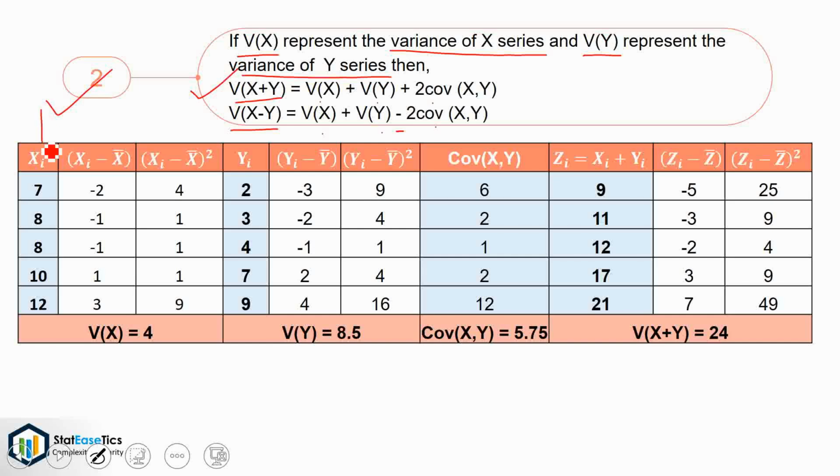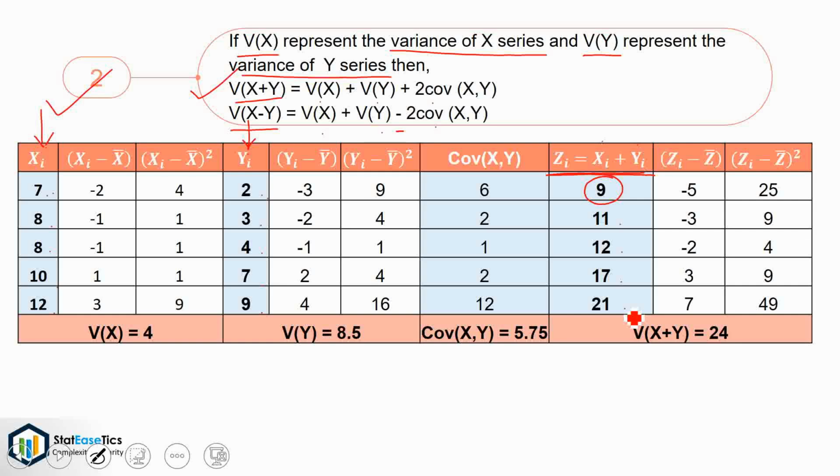Here, the series X has observations 7, 8, 8, 10 and 12 and series Y has observations 2, 3, 4, 7 and 9. Series Z, which is made by the summation of the observations of series X and Y, that is 7 plus 2 equal to 9, then 11, 12, 17 and 21 respectively.